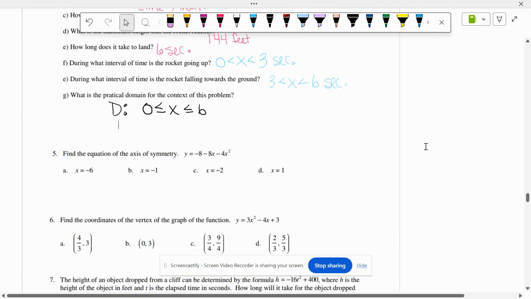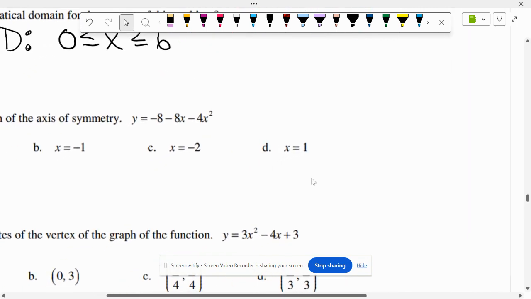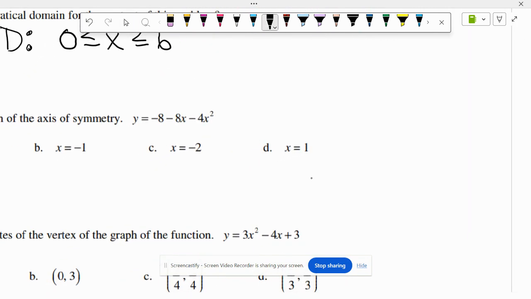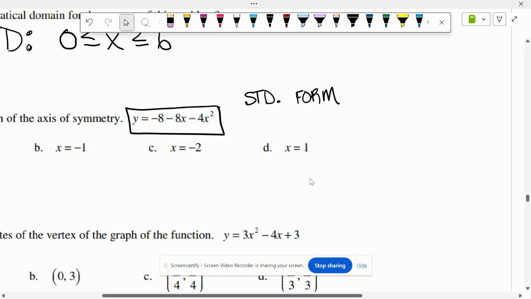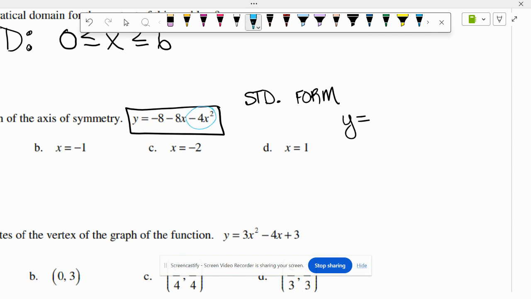So question number 5 says, find the equation of the axis of symmetry. Well, we need to put this in standard form. This is not in standard form. How do I put this in standard form? The biggest degree term first. So y equals negative 4x squared. And then what comes next? Minus 8x. And last, minus 8.